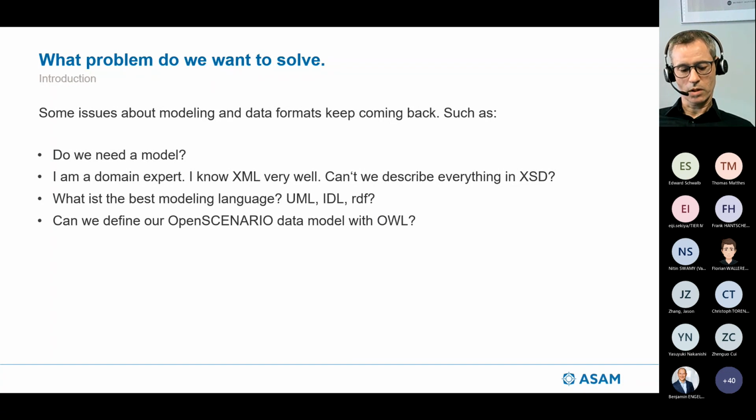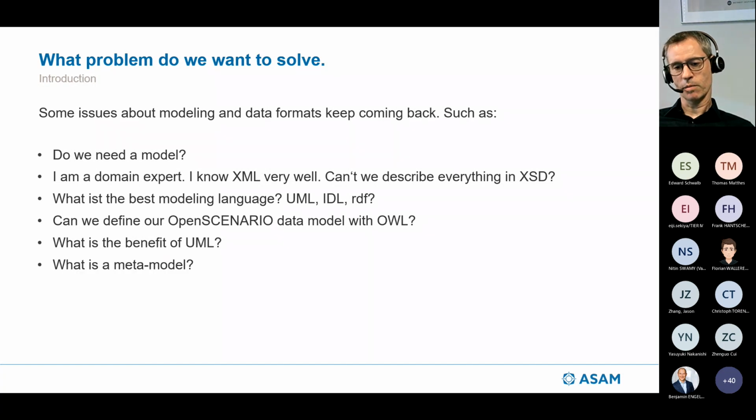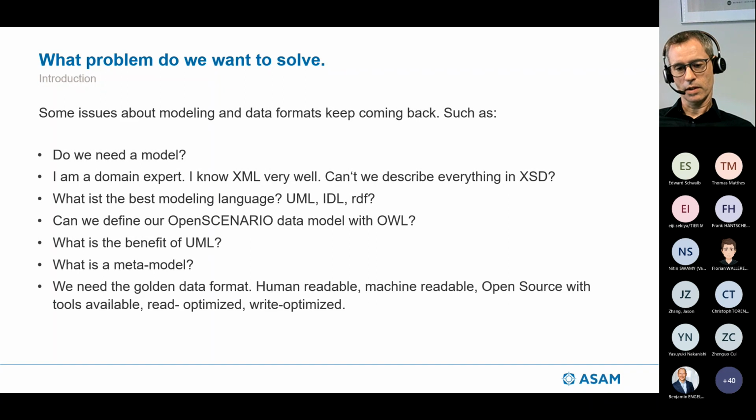We have already talked about how we could define our OpenSCENARIO data model with the Web Ontology Language. That was one of the topics in, I think, OpenOntology or OpenLabel still, and this was also some aspect of modeling. So what is the benefit of UML? This is something I've been faced with by customers and in standardization groups over several years. What is a meta model? Of course, those are some of the questions.